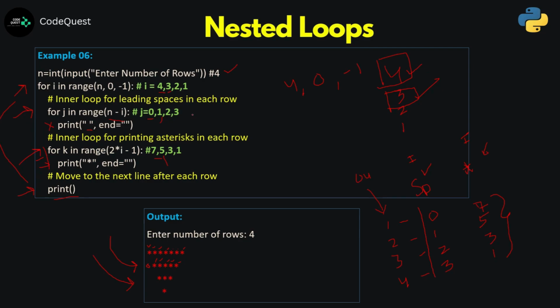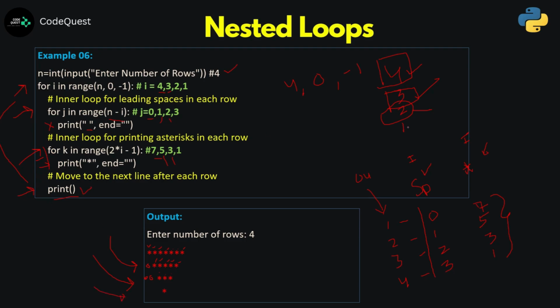Now going back to the outer for loop, this time the I value is 2. As I value is 2 now, this range function for J loop is going to get me 4 minus 2, that is 2. Which means how many spaces we are going to get? 2 spaces. So it has printed these 2 spaces at the beginning. Now later when we reach the K loop or the second inner loop, once again what is the I value? 2. So 2 into 2, 4 minus 1, that is 3. It is going to print how many asterisks? 3 asterisks. 1, 2 and 3. Now again the print function is going to bring the cursor to the new line.